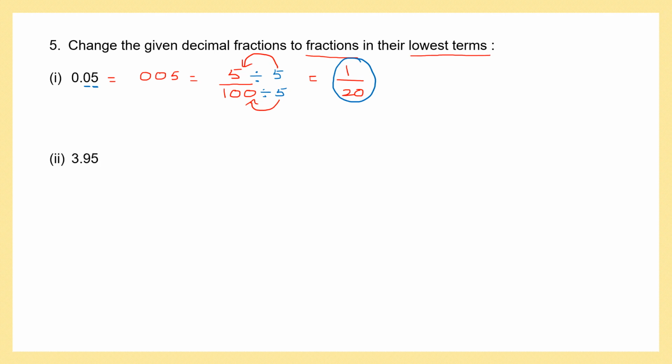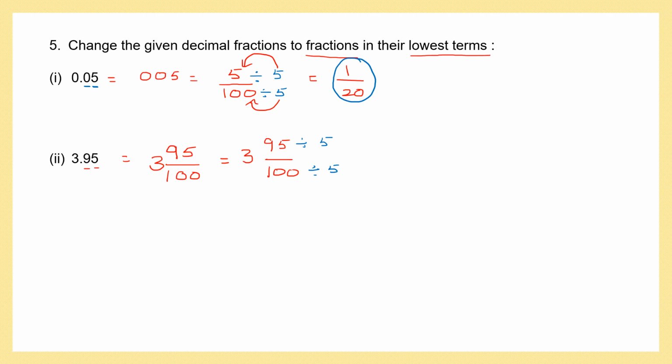Second question. 3.95. Now 95 is the decimal part. It will have a denominator 1 followed by 2 zeros because there are 2 decimal places. Now what about 3? 3 is my whole number, so this is a mixed fraction. Let me convert it to the lowest term. I will write 3 as it is. Now 95 by 100. Both have to be reduced to the lowest term. They are divisible by 5.